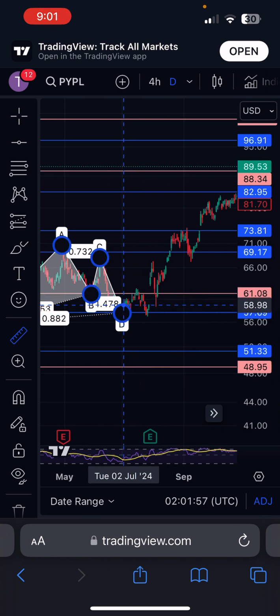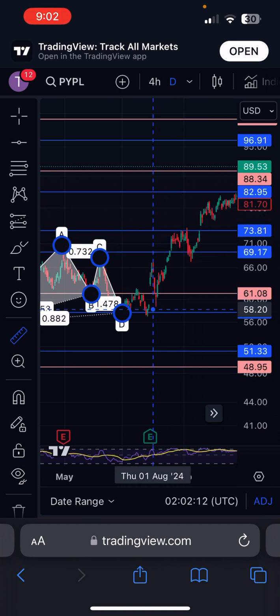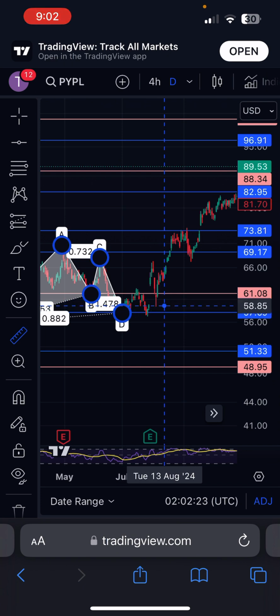Now, not only did it react, it came back and back tested. We call that a spring back test. So it hit the D, bounced up for the phase one, spring back test. Now phase two, that thing is flying. Usually the phase two goes higher than the phase one, and it's usually a continuation of reversal. These patterns are continuations of reversals. You feel me?